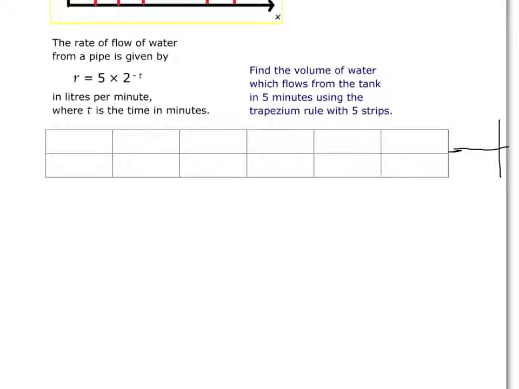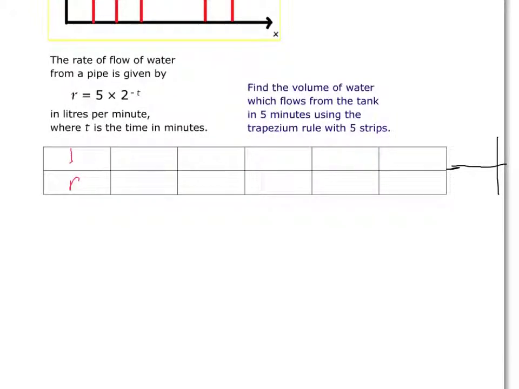Now, our two variables in this question are R and t. The R would usually represent our y value, and our t would usually represent our x value. We're asked to look at the first 5 minutes, so we're going to be looking at times 0, 1, 2, 3, 4, and 5.